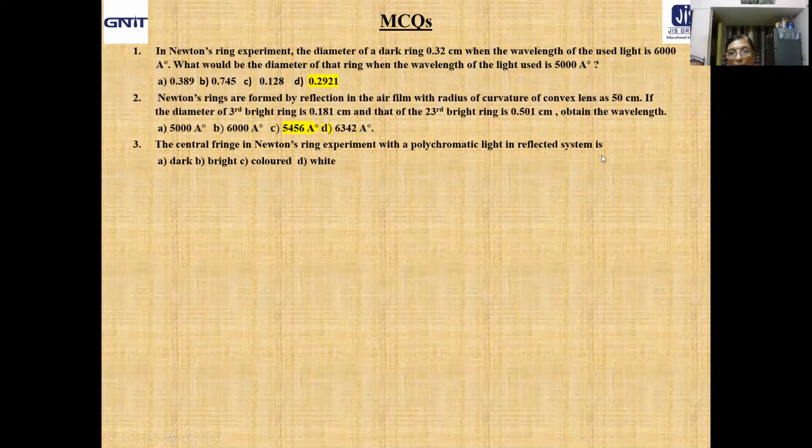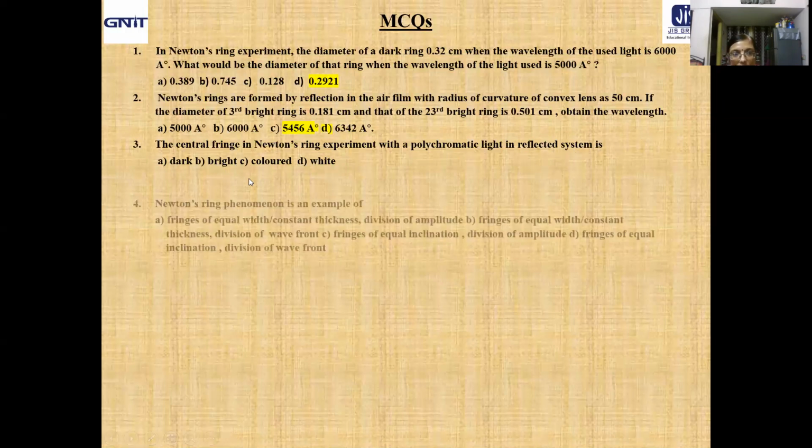Now, the central fringe in Newton's ring experiment with polychromatic light in a reflected system is: dark, bright, colored, or white. In the last class, we discussed that even in the case of polychromatic light, for a reflected system, the central one is always dark. So the answer will be dark. Don't be confused with the colored one, because after the dark center, there will be colored rings in the form of bright rings.